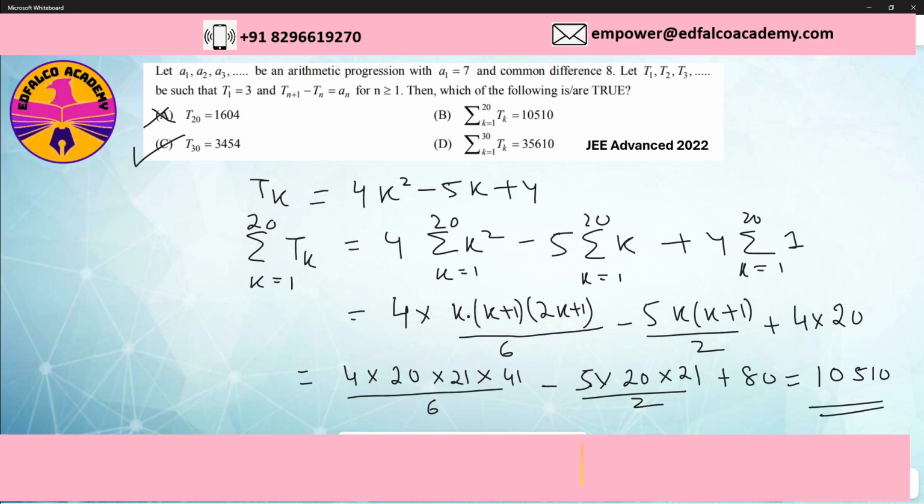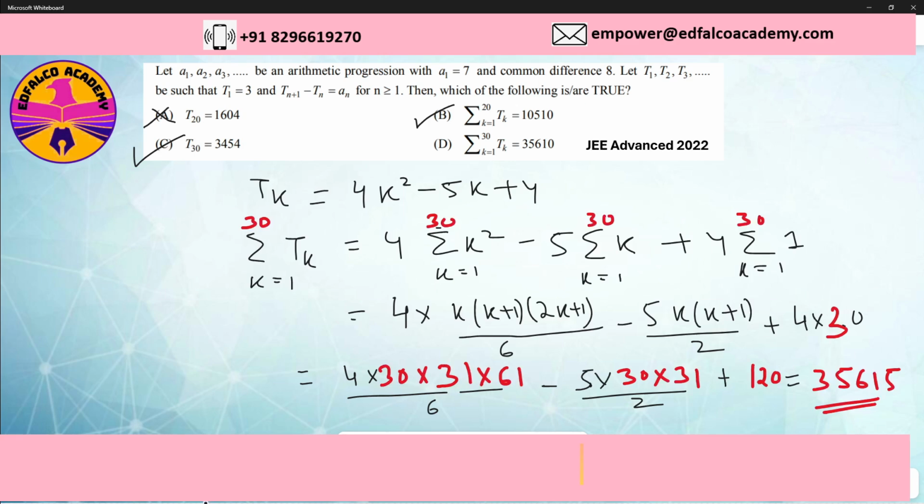So now we just put the values of k as 20, because we are checking for option B, so we are taking k as 20. We'll put the value of 20 wherever k is there, and after solving you will see that it comes out to 10,510. So which means B option is also correct.